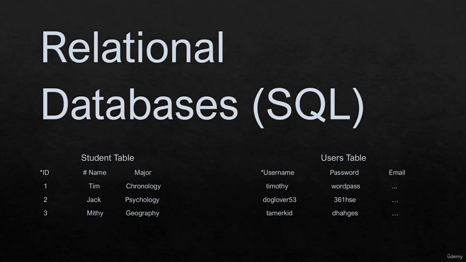Now let's know about relational databases and how those actually look like. So here we have 2 tables. One is student table and one is users table. Both of them are correlated. Let's start off with the first one.